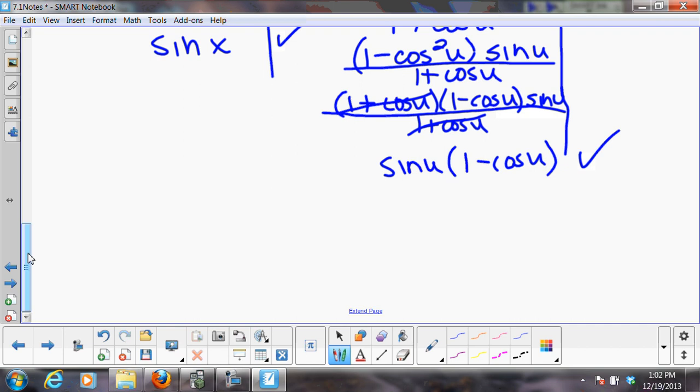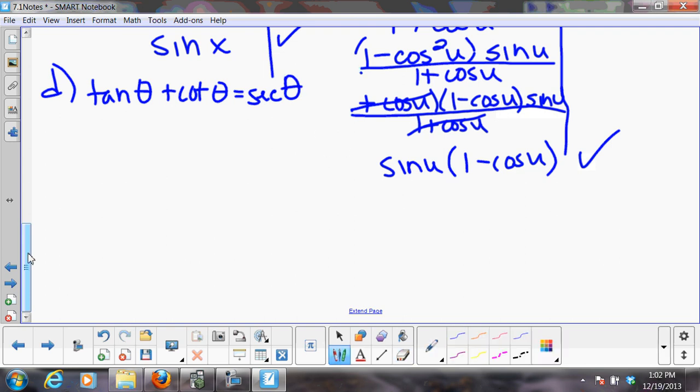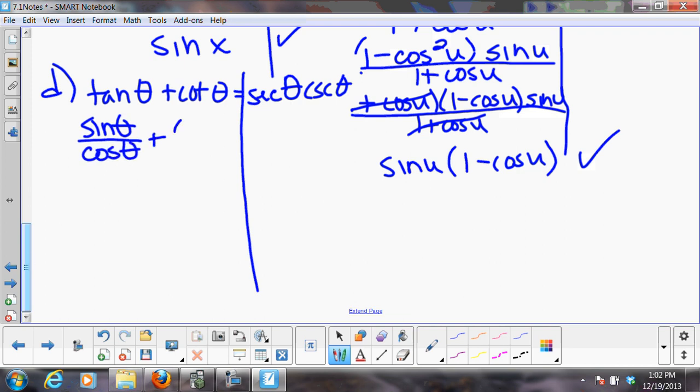All right. D. We have tan theta plus cotan theta equals secant theta cosecant theta. Draw my line down. Which side is harder? They both have two functions, but one is a plus, one is a product. The side with the plus is definitely going to be the harder side. I can change tan into sine over cosine. I can change cotan to cosine over sine.